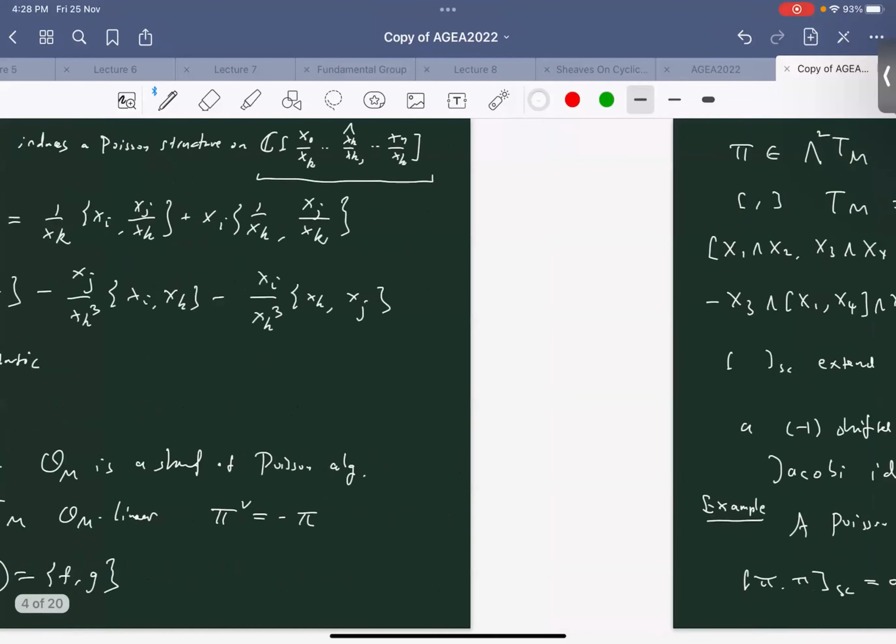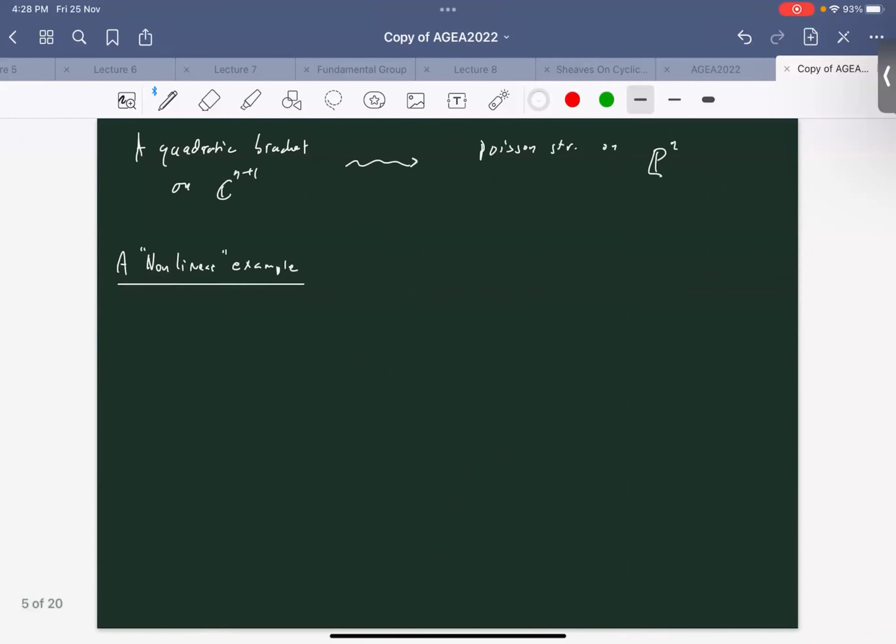But actually the opposite is also true. Given a Poisson structure on P^n, you can always lift it to a quadratic bracket. The lift always exists, but it is not unique. For this, you have to show something; it's not completely obvious. So this gives you the correspondence between Poisson structures on the projective space, which is compact, and brackets on C^(n+1), which are completely algebraic.